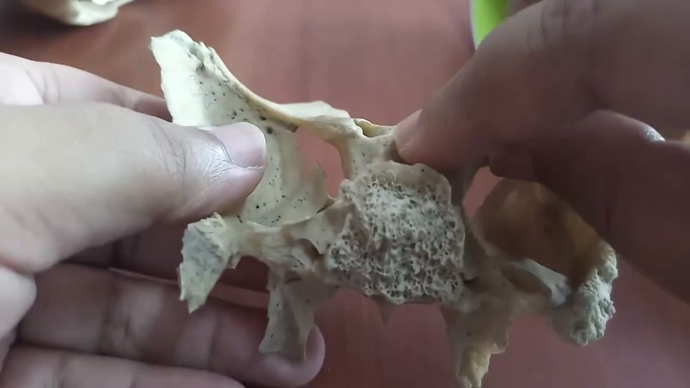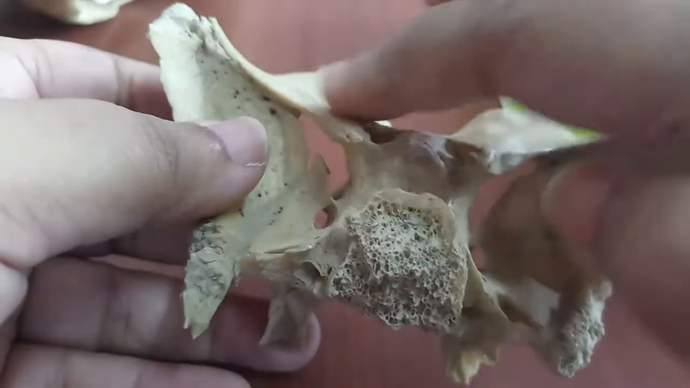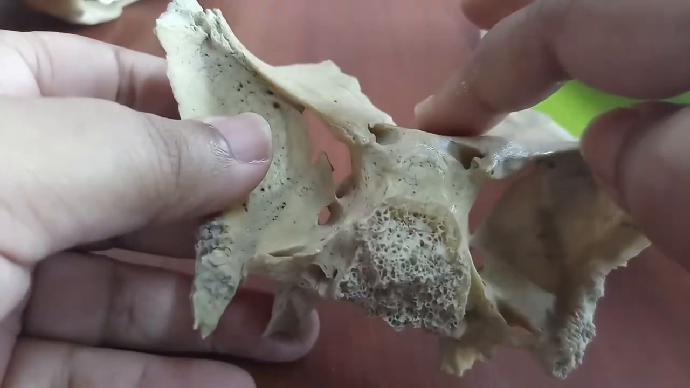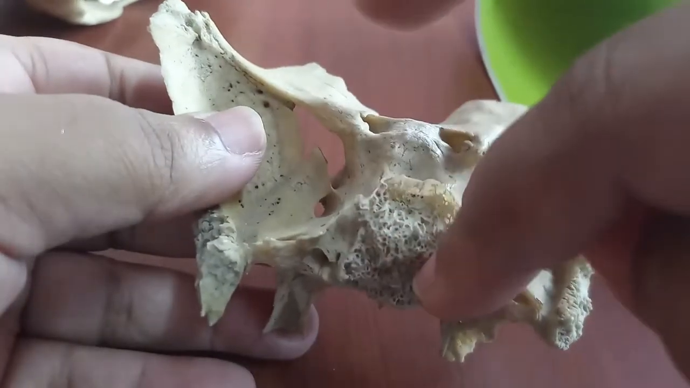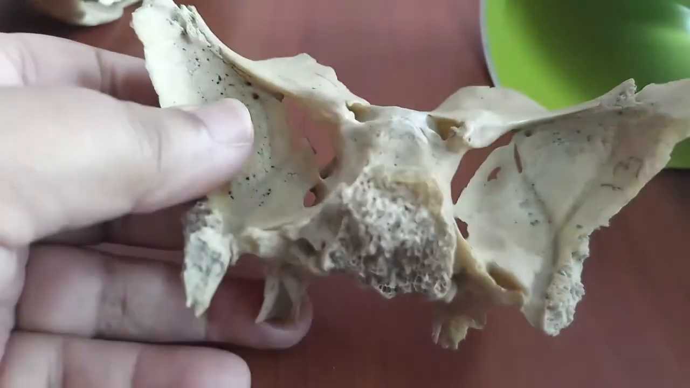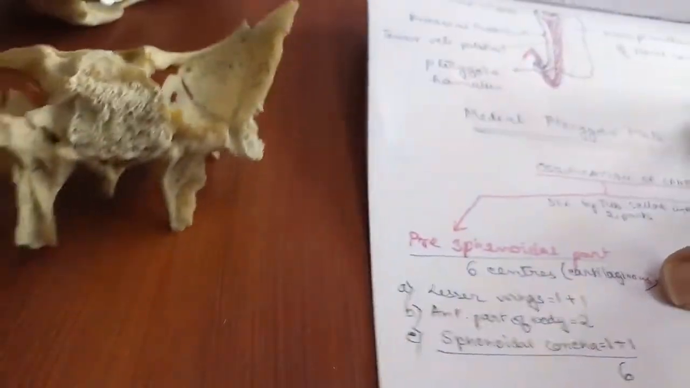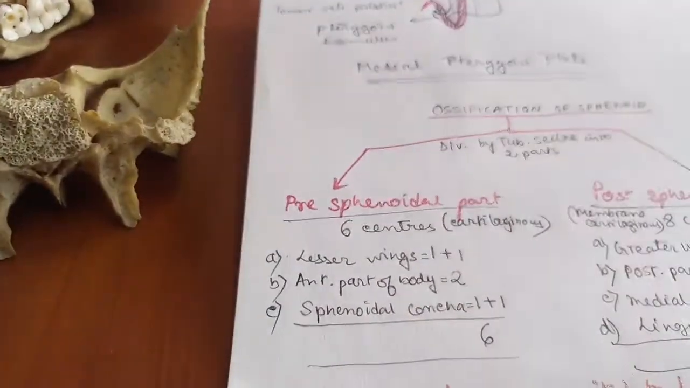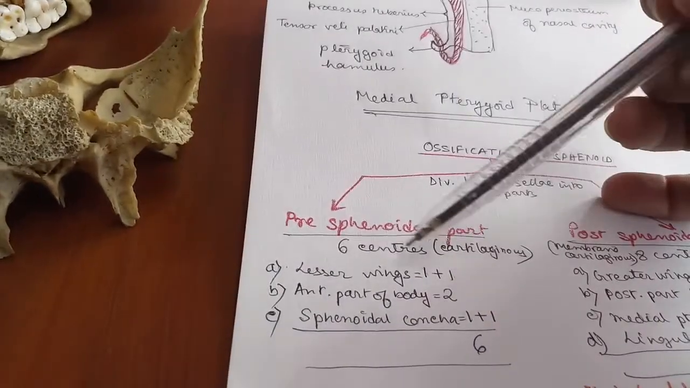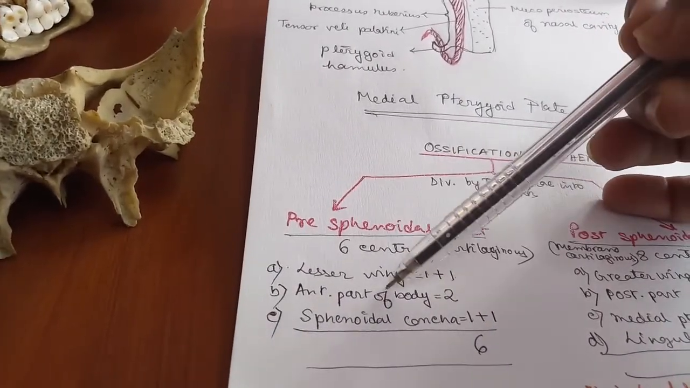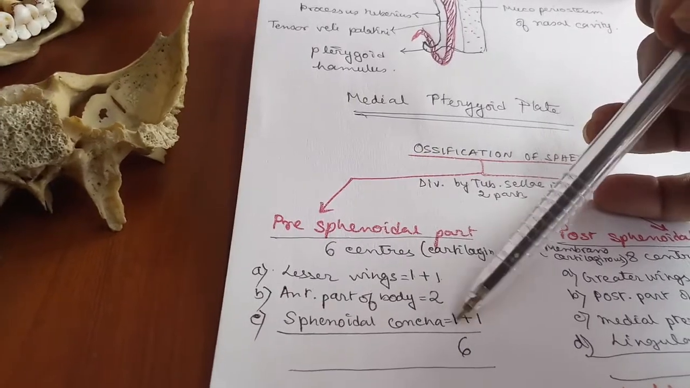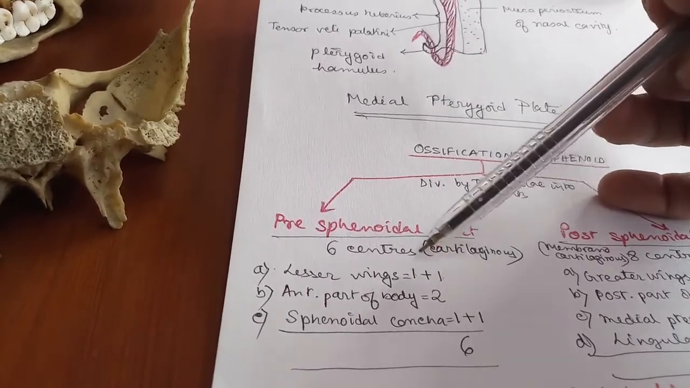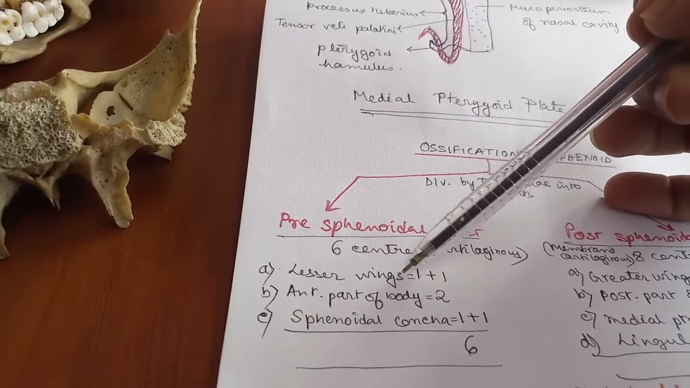So this is the tuberculum sellae, and it divides the bone into two areas: the pre-sphenoidal part, which is anterior to the tuberculum sellae, and the post-sphenoidal part, which is posterior to it. We will see what the centers are, just as a recapitulation. The pre-sphenoidal part has 6 centers of ossification: one each for the lesser wings, 2 for the anterior part of the body, and 1 each for the sphenoidal conchae. So in total that makes 6 cartilaginous centers for the pre-sphenoidal part.